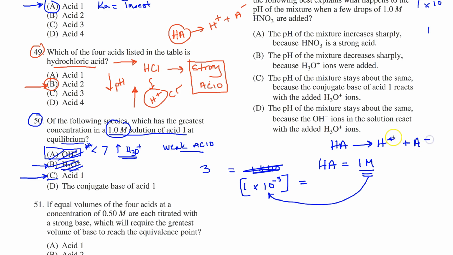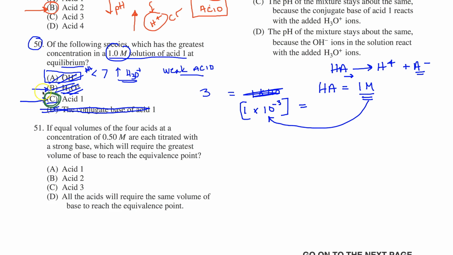And so since it barely moves forward, you're going to barely make any conjugate base. So it's a weak acid. It barely dissociates, but it's still going to be in larger quantity than the H3O plus and definitely the hydroxide and definitely the conjugate base. So 50 clearly is C. The undissociated acid at 1 molar is in greater concentration than the rest of these species because it is a weak acid.